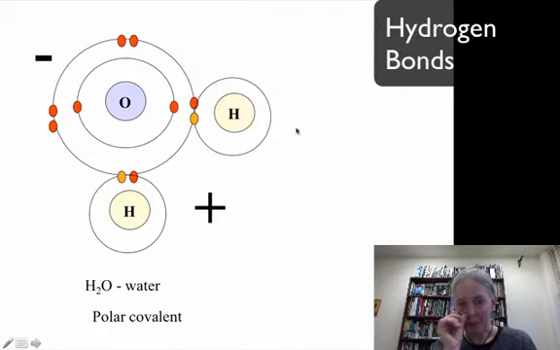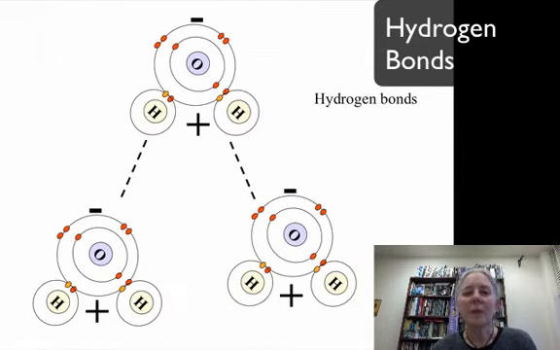Now imagine we put two water molecules together, or a whole tub of water molecules together. What's going to happen? Well, each water molecule is going to align with the other molecule. The positive side of one molecule is going to align with the negative side of other water molecules. That attraction between the positive side of one polar covalent molecule and the negative side of another is called a hydrogen bond. So right there, that's a hydrogen bond.